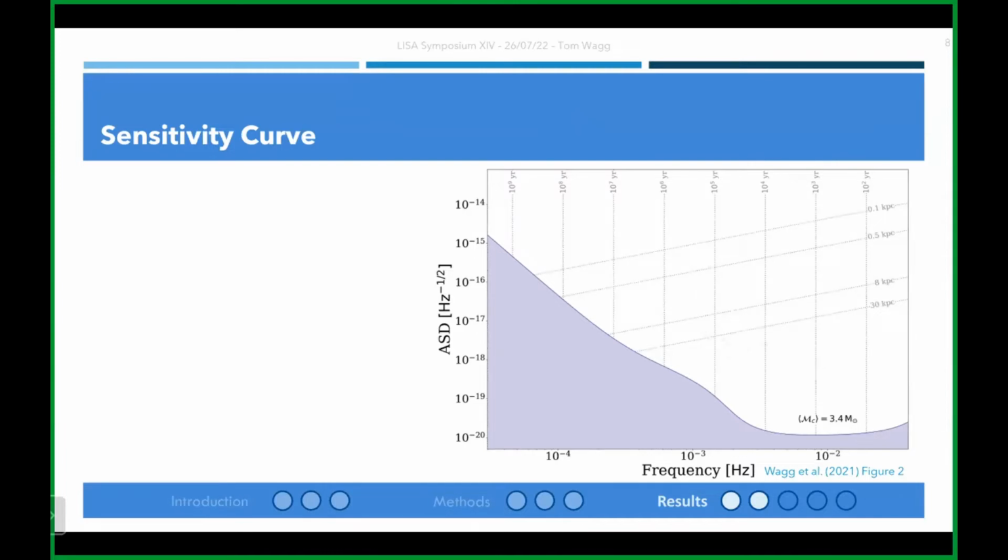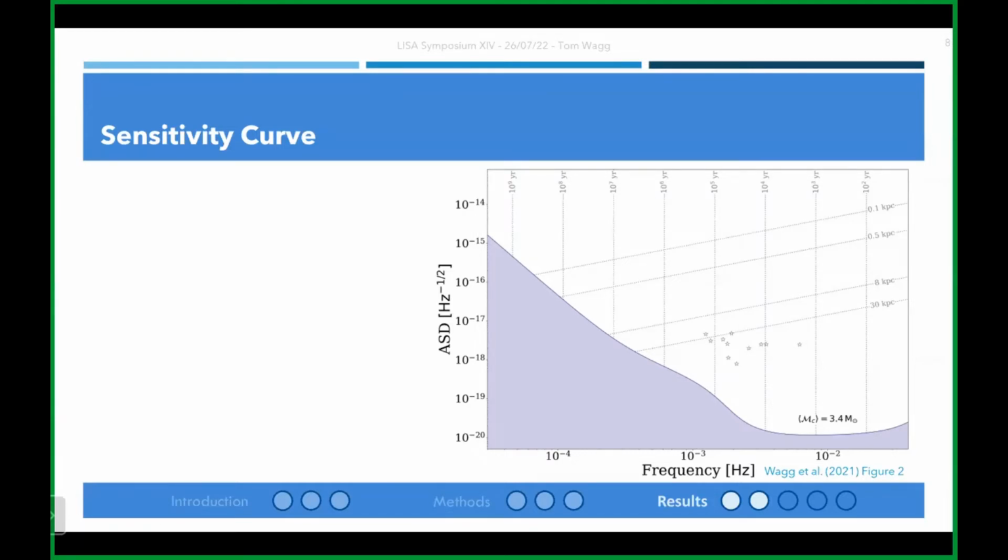And so let's just put some sources on here. These are from Thomas Kupfer's 2018 paper, the LISA verification binaries. And basically the way you read this plot is the ratio of the height of the point to the height of the sensitivity curve gives you the signal to noise ratio.